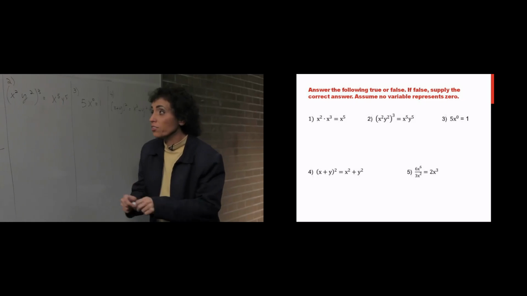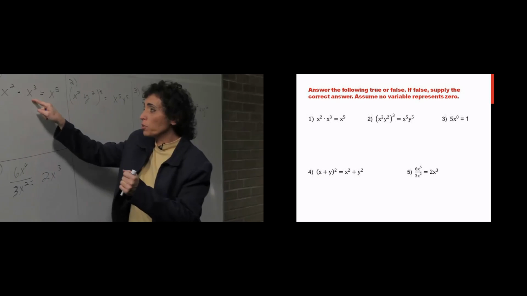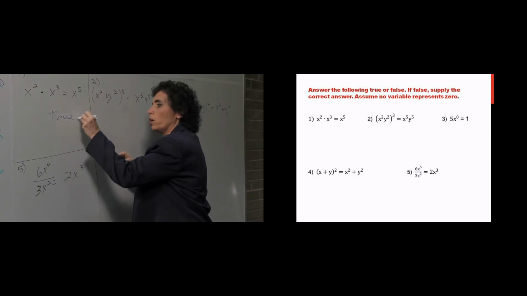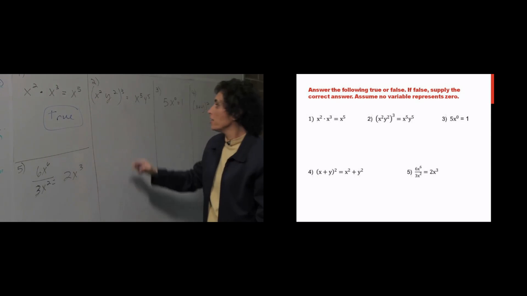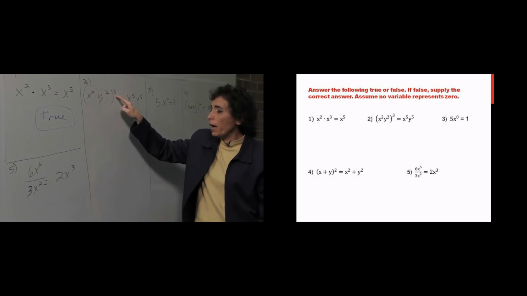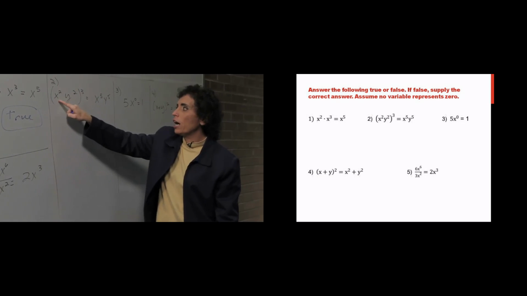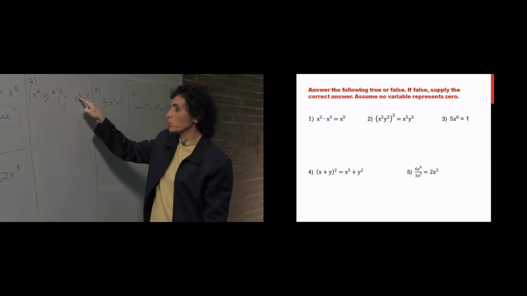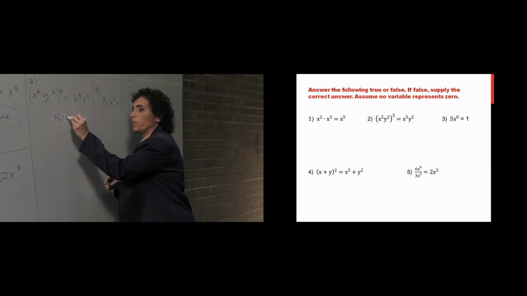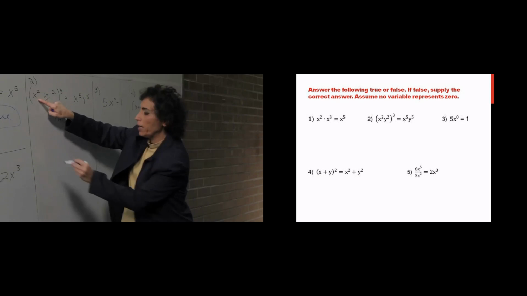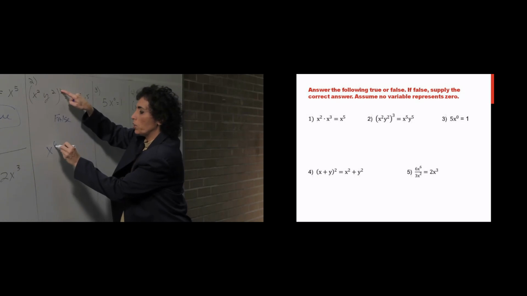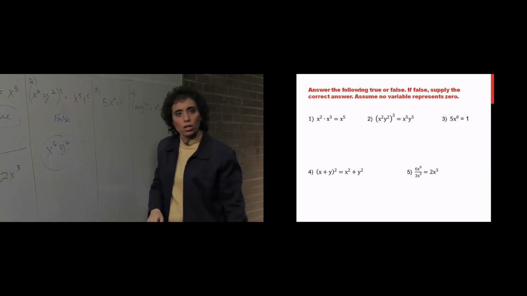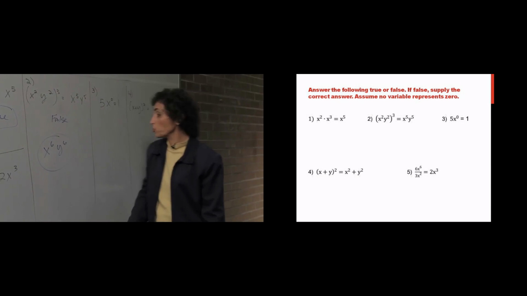All right, let's take a look at this. X squared times x cubed. We're multiplying, we keep the base, we add the exponents, so that is true. Awesome, I have nothing really to do there. Let's take a look at this. This is power to power. I have to keep the base, I have to multiply the exponents. So that is false, because here I added the exponents. But now I have to give you the correct answer. Keep the base. 2 times 3 is 6. That is the correct answer, okay? Because I keep the base, multiply the exponents.